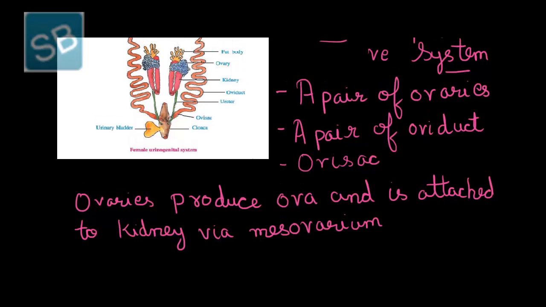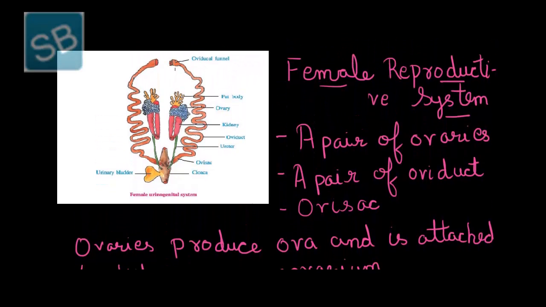Then coming to the oviduct, each oviduct begins as an oviductal funnel. It is a highly coiled structure which terminates into the ovisac and thereby finally reaches the cloaca.